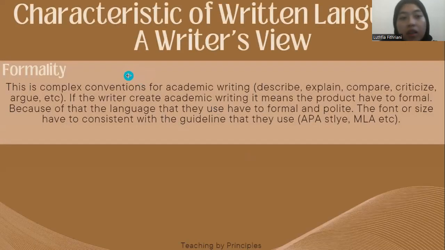The last is formality. This is a complex convention for academic writing. If the writer creates academic writing, it means the product has to be formal. Because of that, the language that they use has to be formal and polite. The font and size have to be consistent with the guidelines they use. For example, the writer can use APA style or MLA.